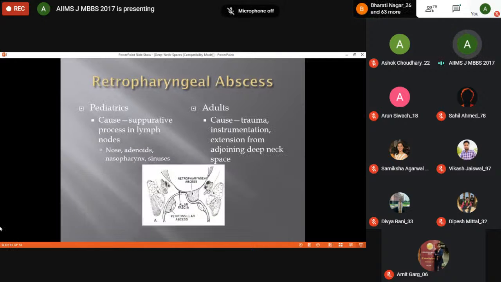Retropharyngeal space I have already discussed in detail. The main difference is that pediatric and adult causes are different. In children, it is basically suppuration of the lymph nodes: adenoid and tonsil infection can travel to the retropharyngeal nodes, and they may rupture after the formation of pus, leading to retropharyngeal abscess. In adults, it is basically because of trauma, instrumentation, or extension of vertebral osteomyelitis. One more common cause is Pott's spine. In Pott's spine also, the patient may have a retropharyngeal abscess.